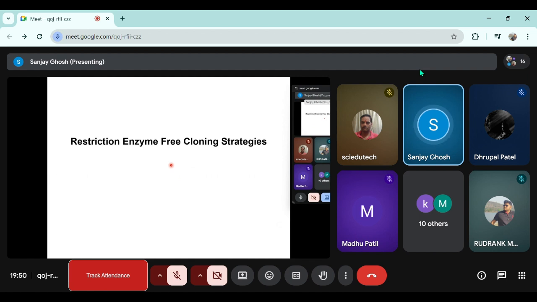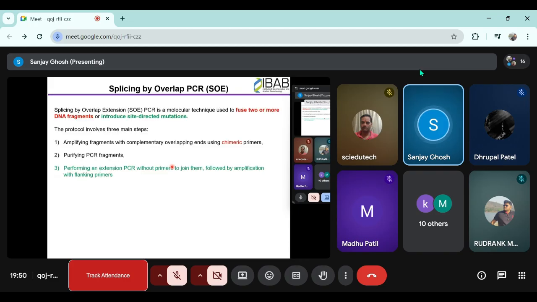So today I will just quickly describe to you one of the methods which is restriction enzyme free. You can clone, and it is used for DNA assembly, and that is called splicing by overlap PCR. It is also called overlapping PCR. In short, it is called SOE. So S from splicing, O for overlap and PCR, right? So SOE PCR is a molecular technique which is used very frequently in the lab nowadays to fuse or join two or more DNA fragments and also to introduce mutations. How it is done, we'll look in a moment.